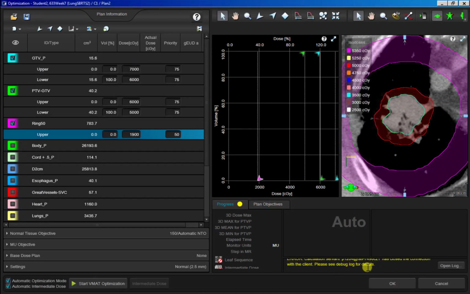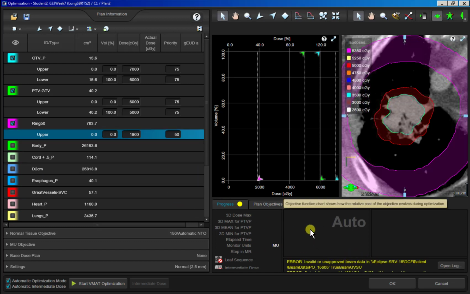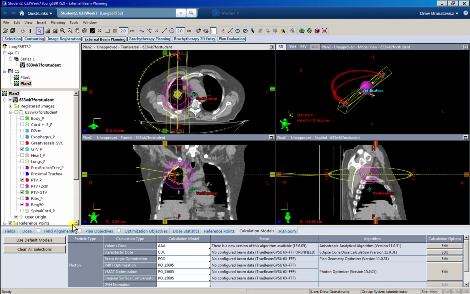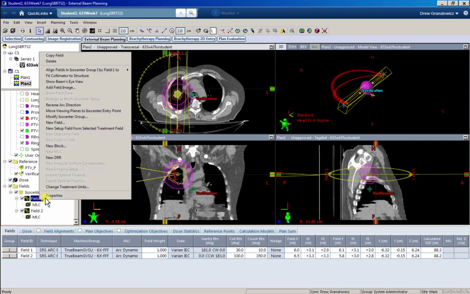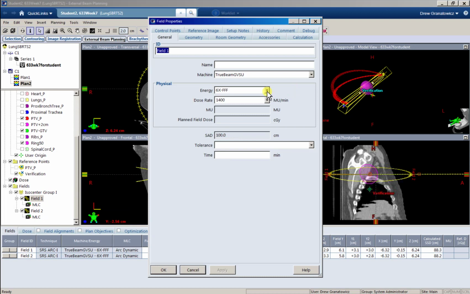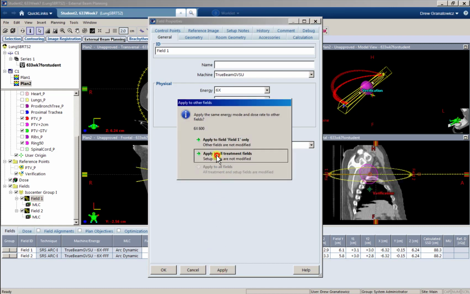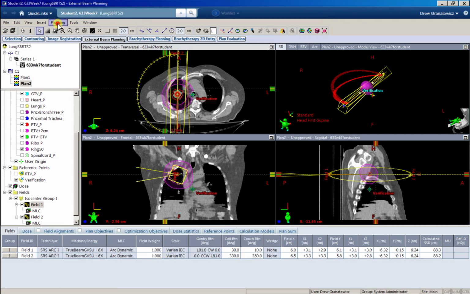So now the process is pretty similar to how I would plan a regular plan. Oh, so the beam data in this environment is not approved, so we can't use 6FFF, unfortunately. But normally I would. Normally you want to use that flattening filter free beam energy since the dose rate is so much faster. But we don't have that commissioned, it doesn't look like, or we don't have beam data set up, so I'm going to change these to 6X just so we can run this plan.